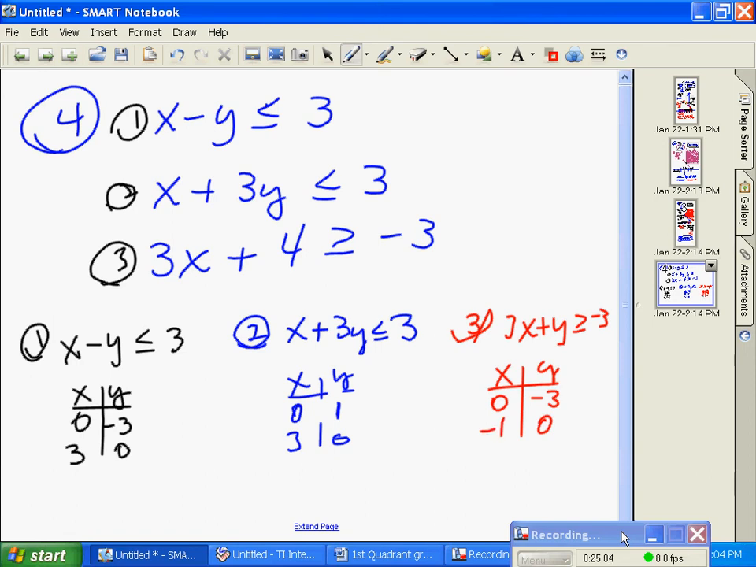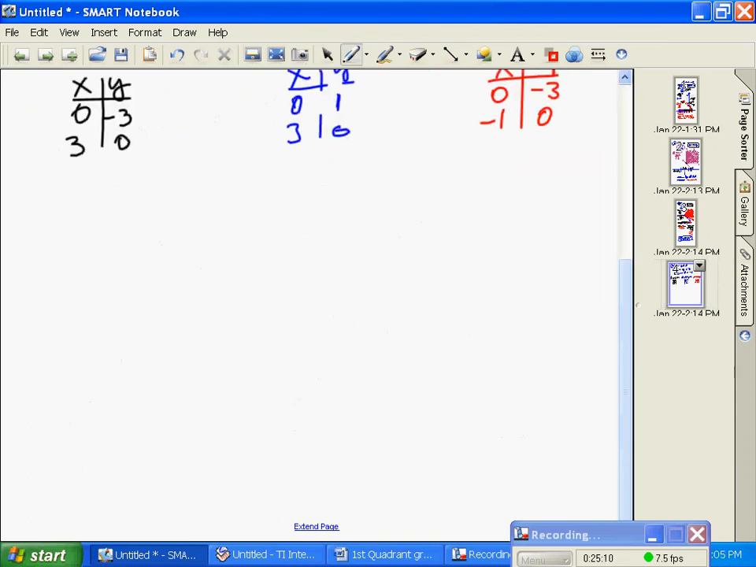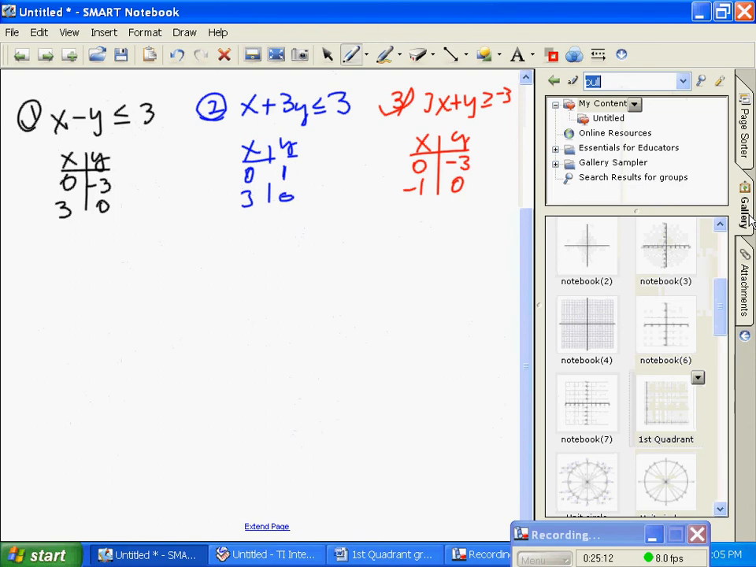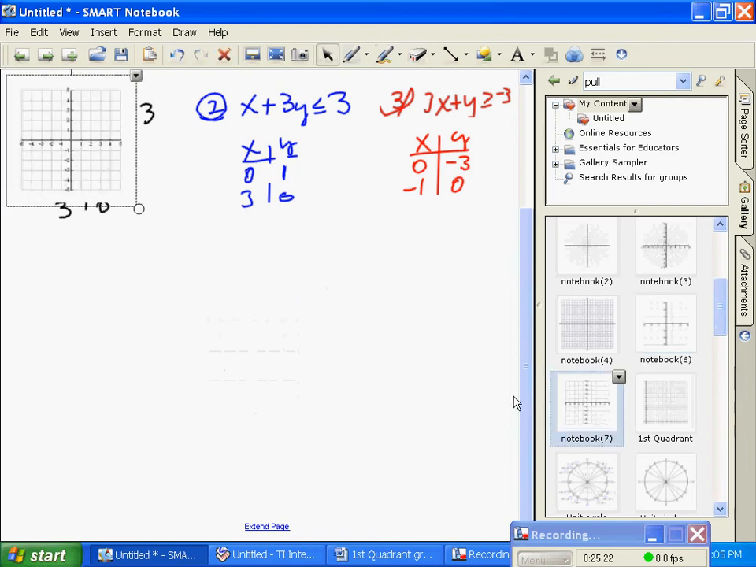Okay, so it just looks like I have a lot of 1s and 3s and negative 1s and negative 3s, and it's not necessarily in the first quadrant. So let me find a graph that's going to work for that. Nope, it's not going to work. Going up to 5, that should work.